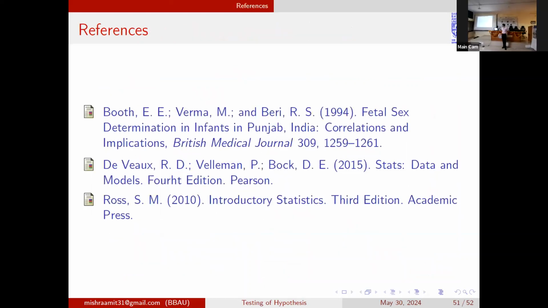These are some good references if you want to learn these things. I told you that this is the study of Booth. The second one is a book, and this third one is also a book. This third one is a very good book. Most of the examples I have taken from this.